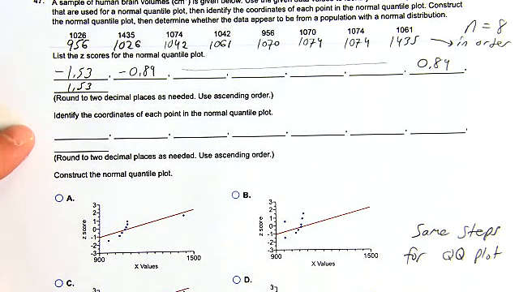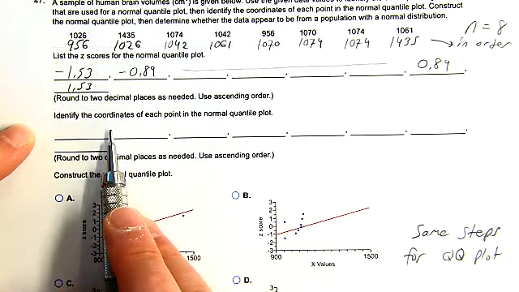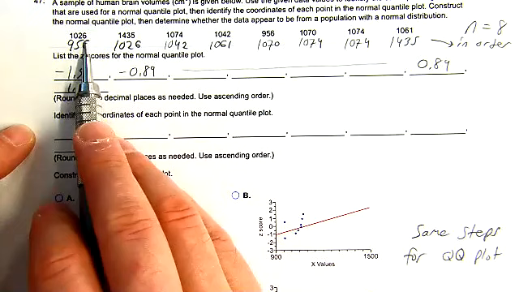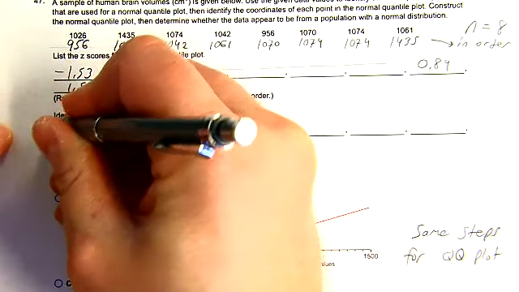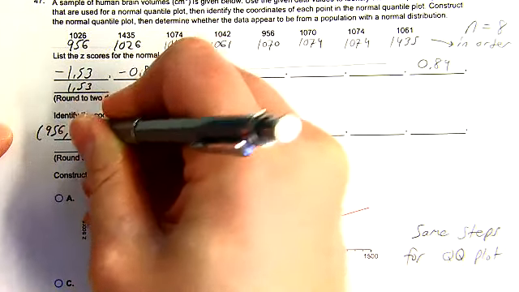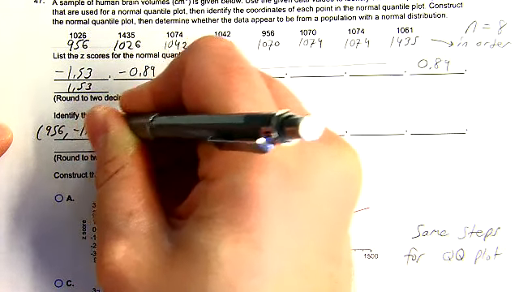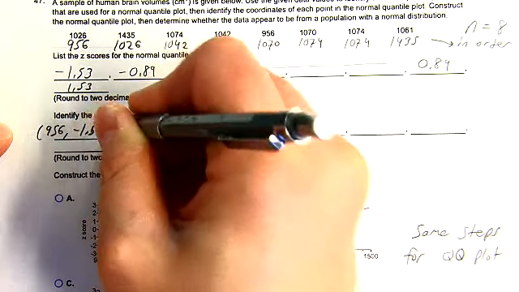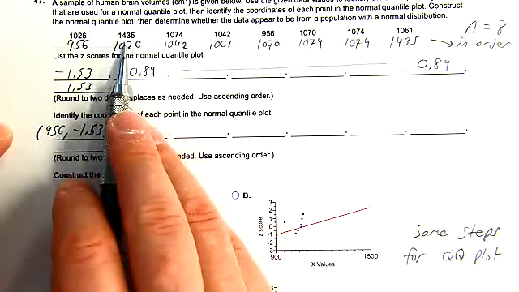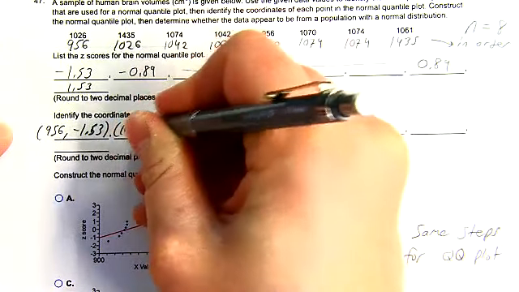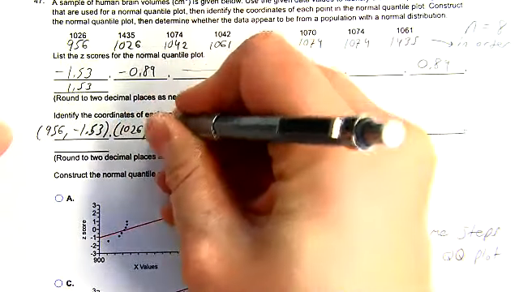Then they want you to type the ordered pairs. So the ordered pairs are each x value with its z-score. So this first one would be 956, comma, negative 1.53. This one would be the x value of 1026, so the ones in order. 1026, comma, negative 0.89.